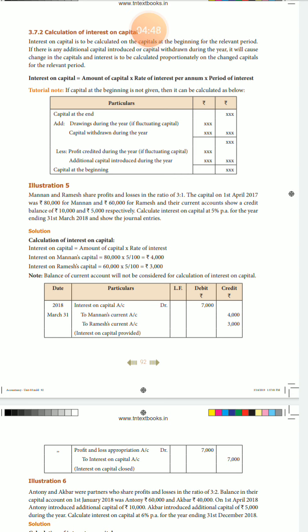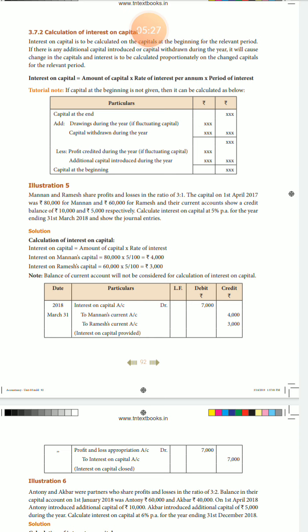Okay, students, next you write: profit and loss account debit, to interest on capital account credit. Profit and loss account, which side do you write? Debit. Profit and loss account debit to interest on capital credit. Narration: interest on capital closed. Okay, students, first you write the two persons' capital and rate of interest, and you calculate only the interest.